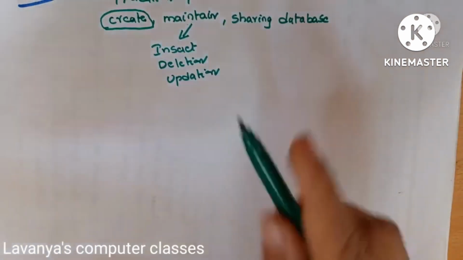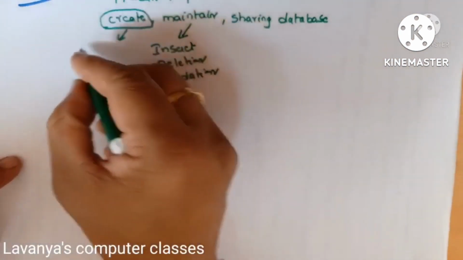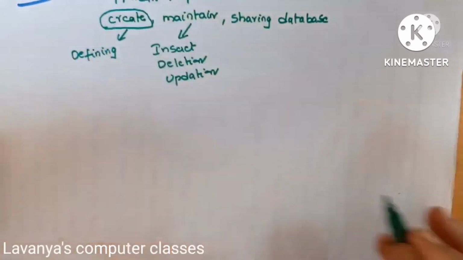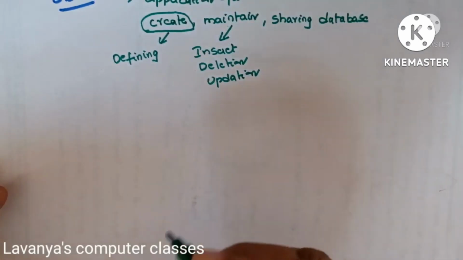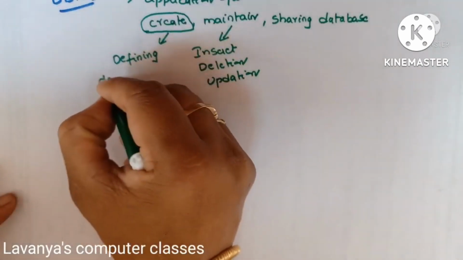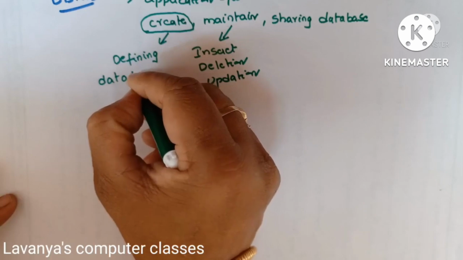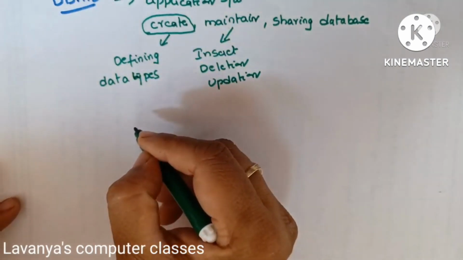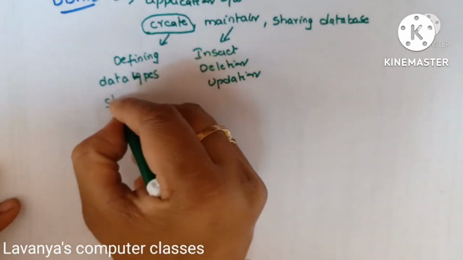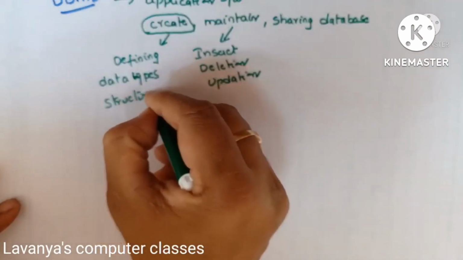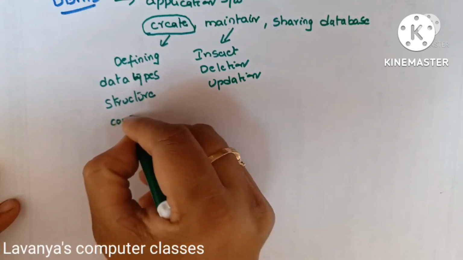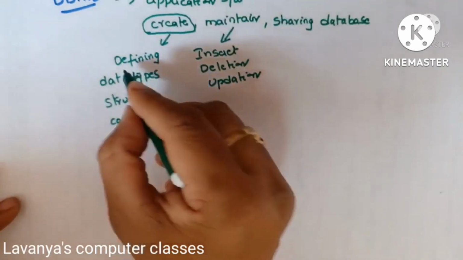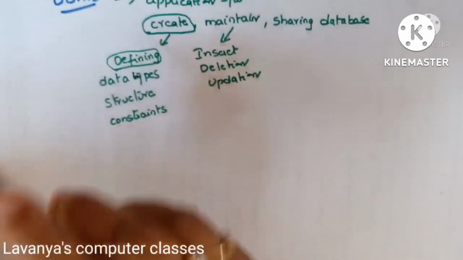So in defining the database, in the creation, meaning defining the database, what does it involve? It involves data types. In the defining stage, we have to specify what the data types of the data are, what the structure of the table is, and also what the constraints of this database are. Everything is known as defining the database.